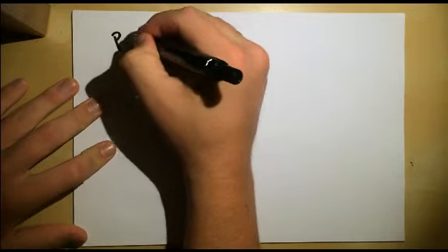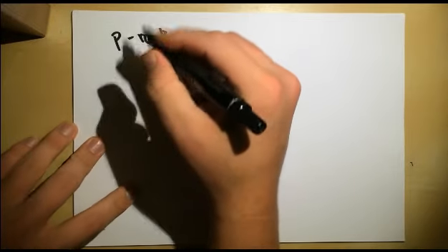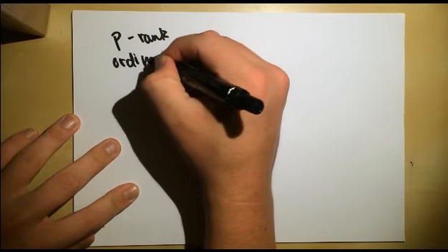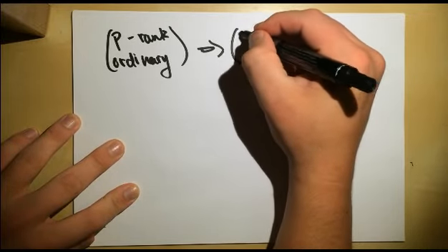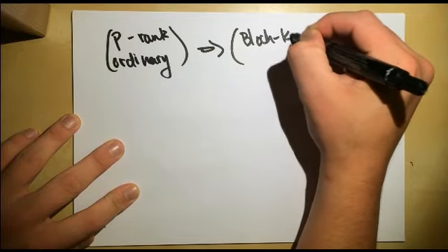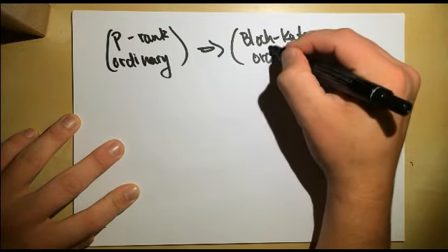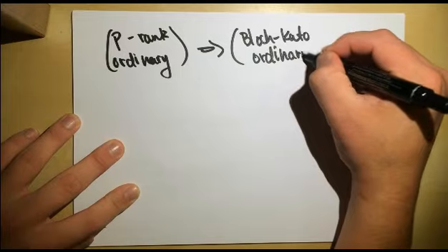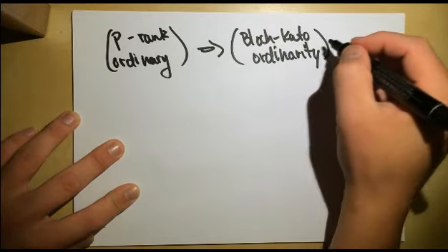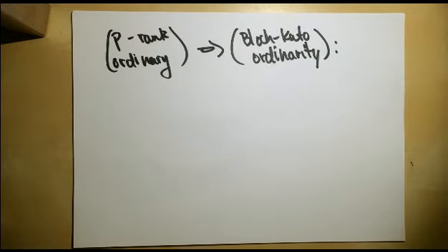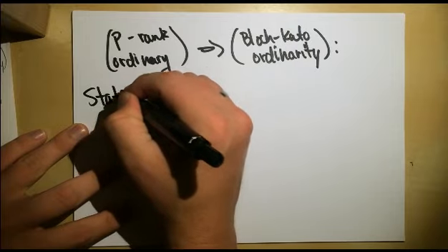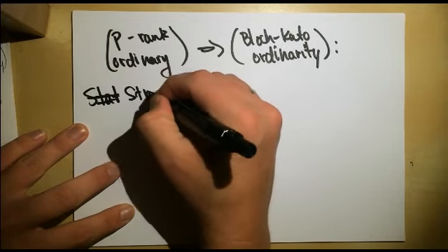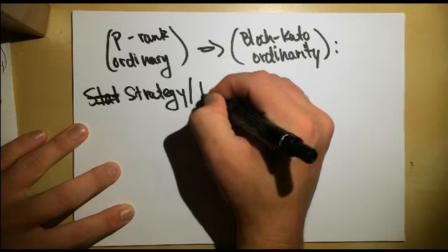So let's prove that P rank is ordinarity. This is saying that an abelian variety has maximal P rank is the same thing as this Bloch-Kato definition of ordinarity in terms of vanishing of the cohomology of the boundaries. So the strategy is as follows, strategy slash proof here.